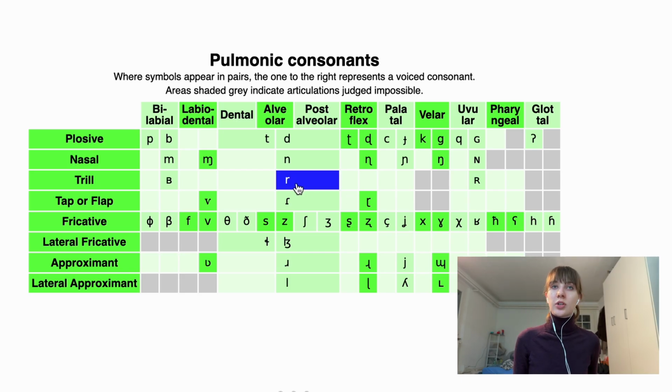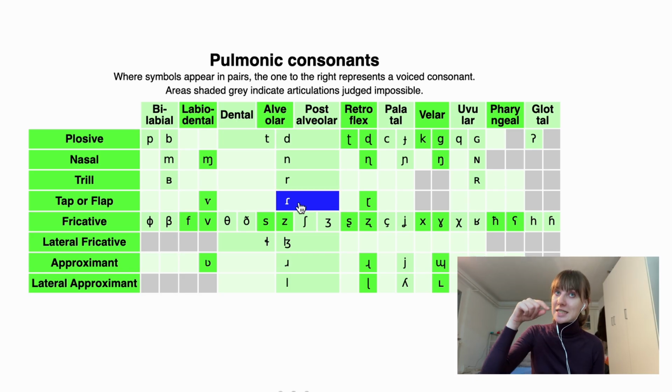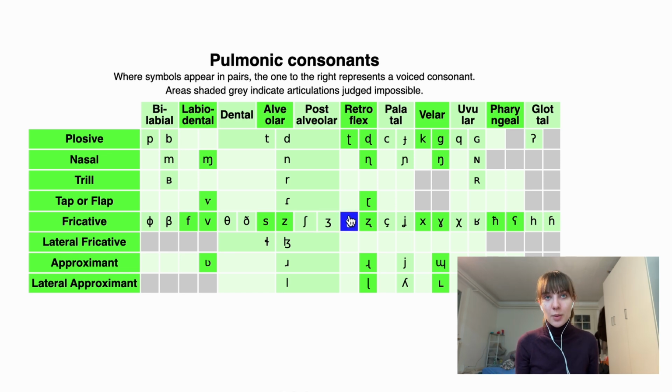You have trills, which are like the r, if you know Spanish or Russian. You have taps, which exist in English, like if you've ever tried pronouncing butter, it's not a hard t, but it's a tap. But the most common category, of course, is fricatives. And fricatives are pronounced with airflow going through from the back of your throat to the front. So s, you can sense the airflow going through, like s.